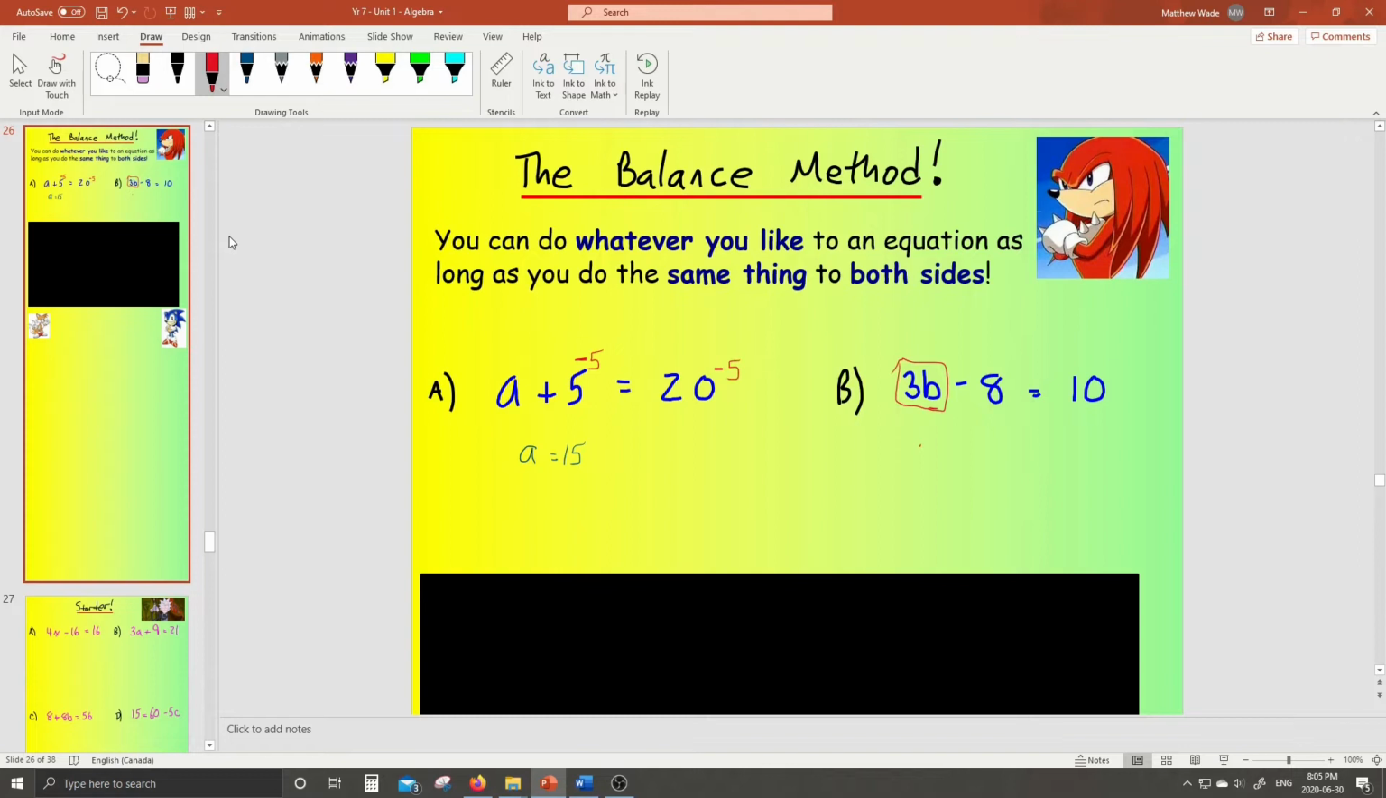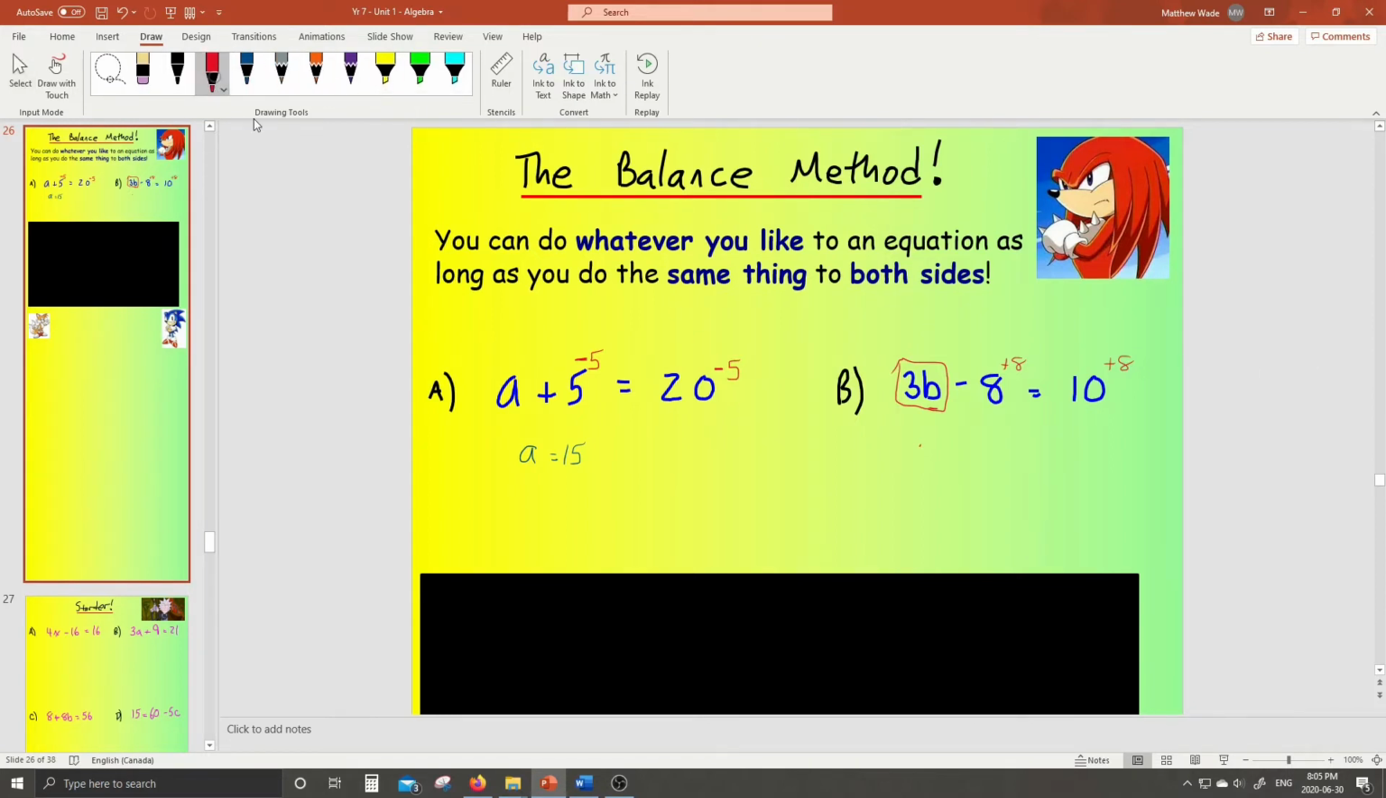Now, here's the thing. You've got your 3B there, but you have the take away 8. So who doesn't belong on this side? Well, the take away 8 doesn't. So what you do is you're going to go plus 8 to both sides. So step 1 is we kept the 3 and we kept the B together because they were touching, and we got rid of the thing that doesn't belong, which is the minus 8. Opposite of minus 8, plus 8. Do it to both sides.